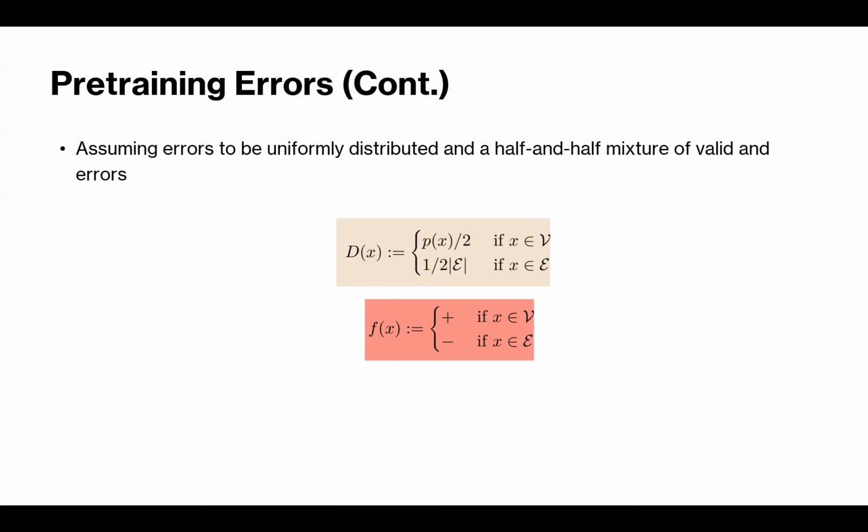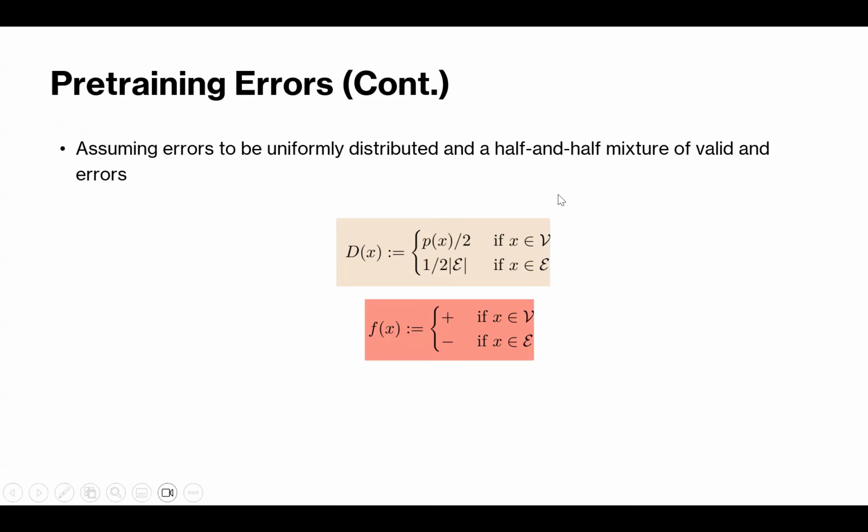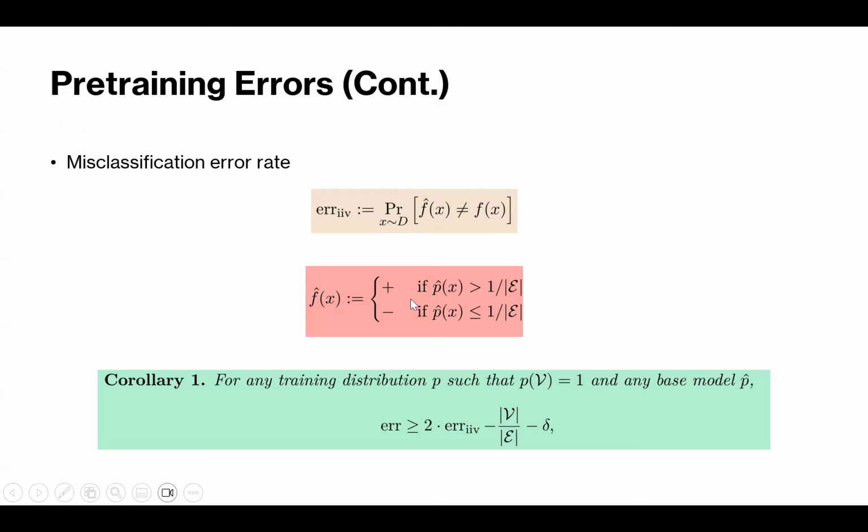And fx, I have explained before, is simply plus if x is valid, drawn from the valid subset, and minus if x is drawn from the error subset of the whole space. Now, the misclassification rate is basically that we draw a sample. Now, f hat is what we have learned, so the previous fx is the ideal function which it should learn based on this distribution, and Px here is the ideal, the actual distribution function. Definitely we won't learn that, this is mathematically what it should be. We learn f hat based on P hat.